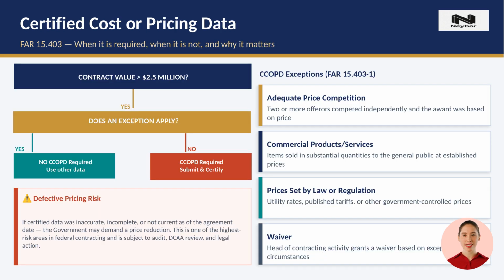Certified cost or pricing data, or CCOPD, is triggered when a negotiated contract or modification exceeds $2.5 million and none of the exceptions apply. The certification is a legal statement. The contractor is certifying that, to the best of its knowledge, all submitted data was accurate, complete, and current as of the date of price agreement. The four main exceptions are adequate price competition, where market forces validate the price, commercial products and services, prices set by law or regulation, and authorized waivers.